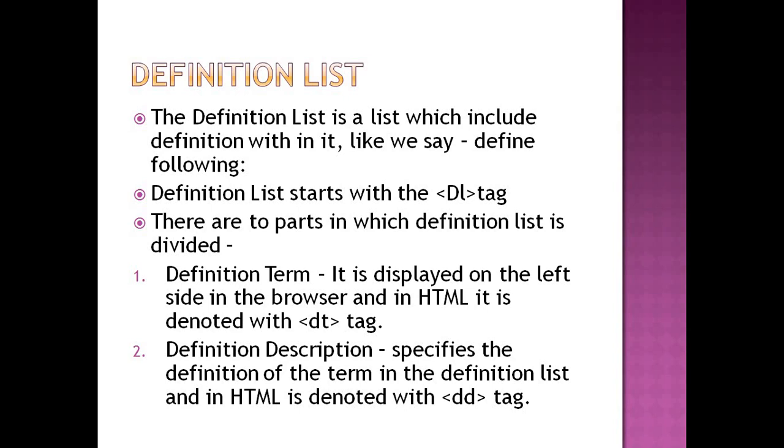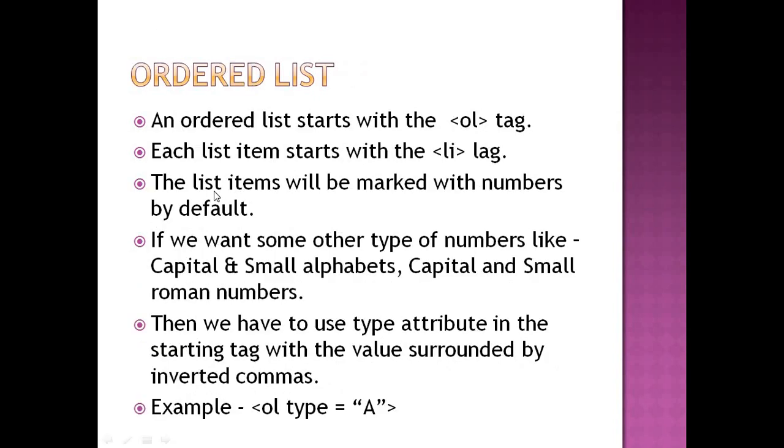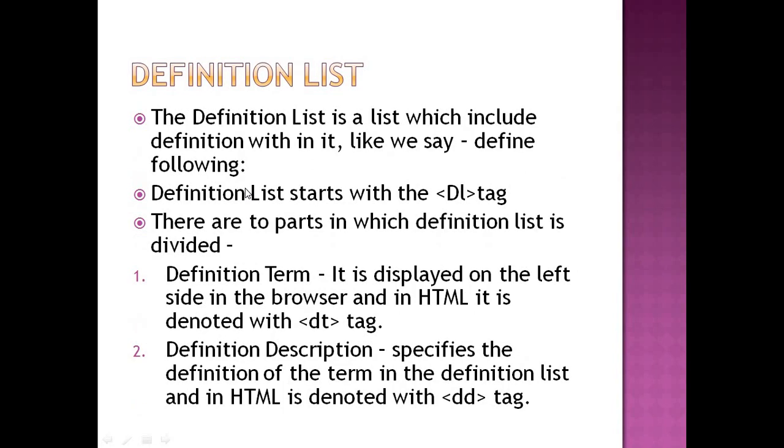Now, as for the ordered list and unordered list, they have list items. But the definition list does not have list items. उसके अंदर क्या है? List items नहीं है. What is there then in a definition list? A definition list is divided into two parts. The first part is the definition term and the other one is the definition description.